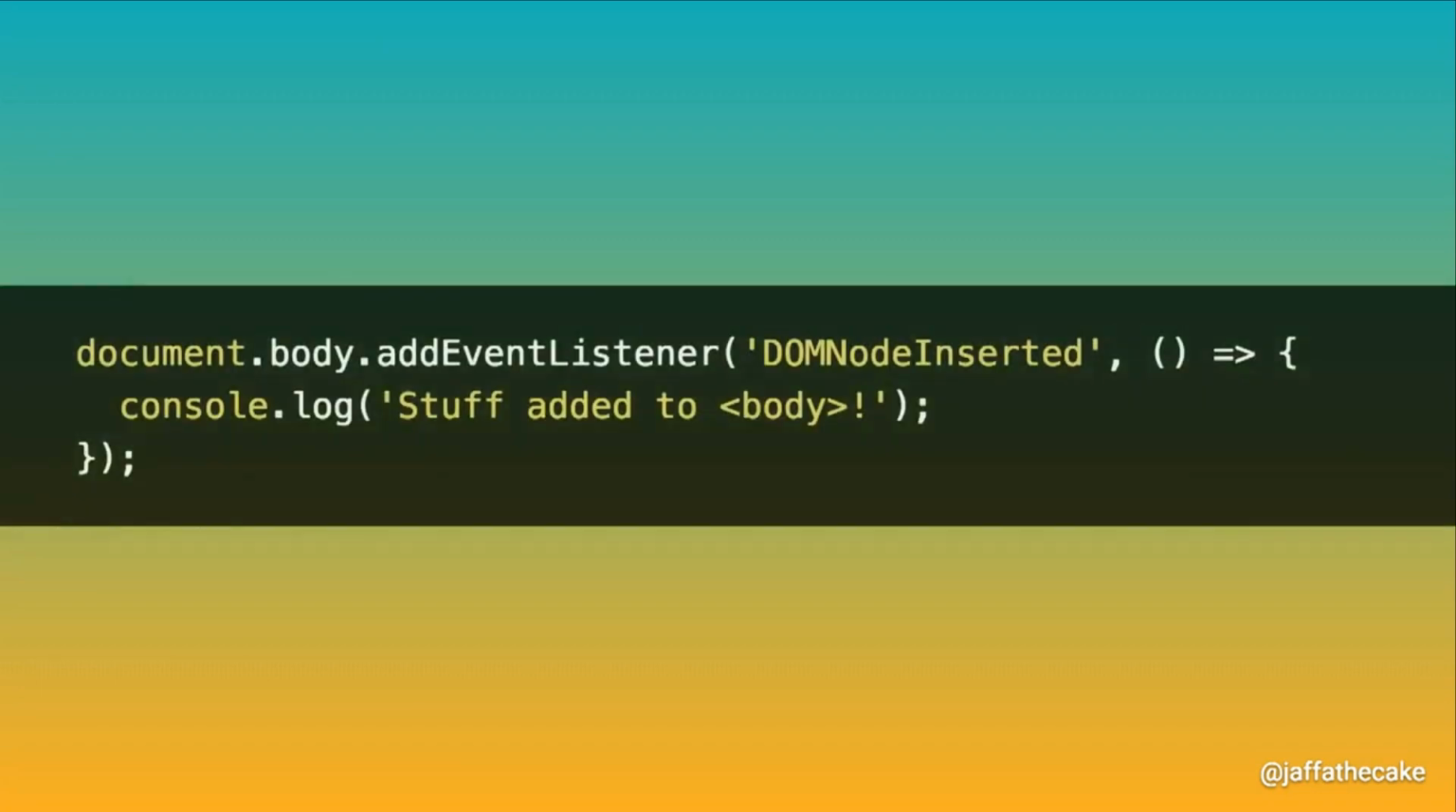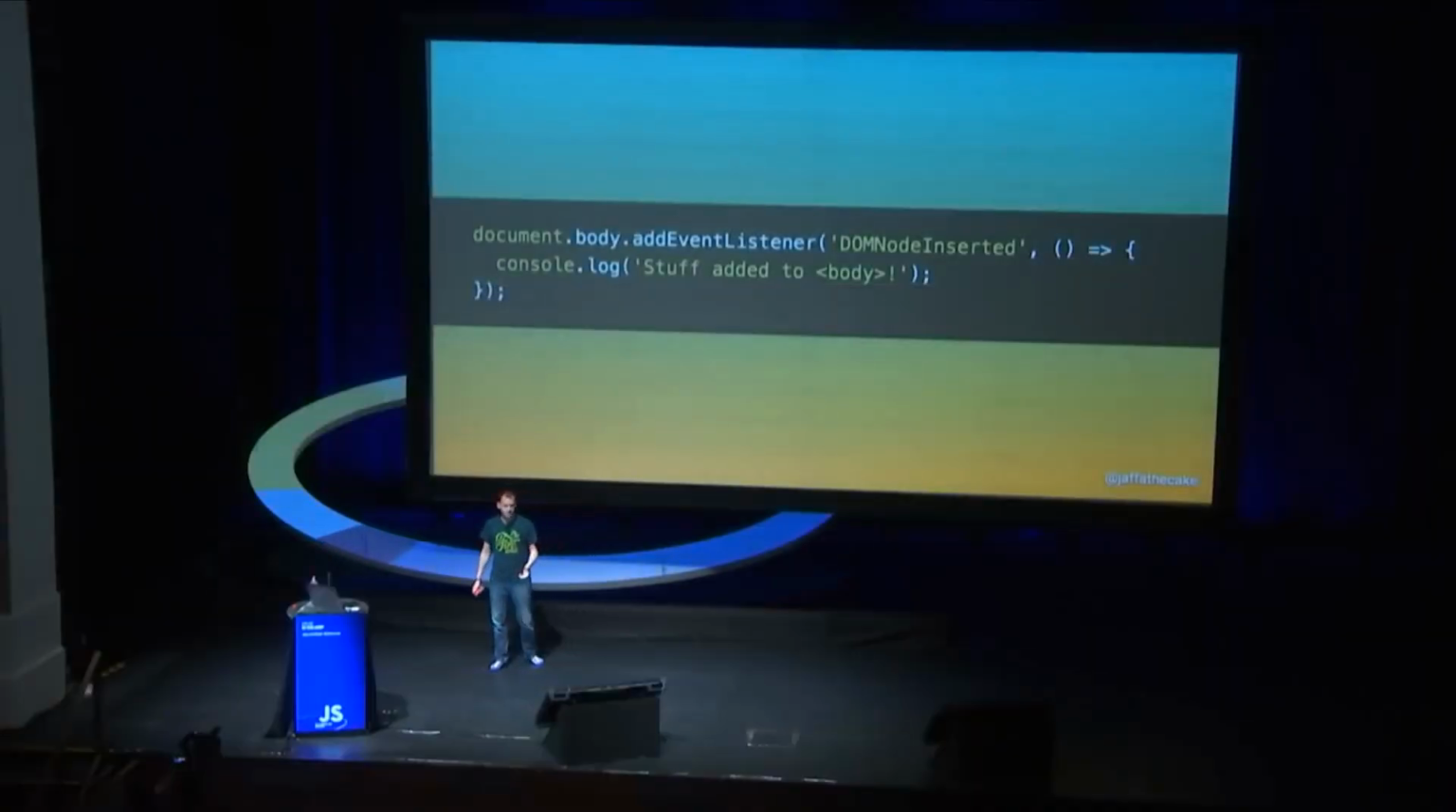Back in the 1990s, browsers wanted to give developers a way to monitor DOM changes. And the W3C went, OK, we'll sort that out for you. And they gave us mutation events. So this is where I can say, OK, I want to know when a node is inserted into the body element. And fine, excellent. And you get a series of other events as well.